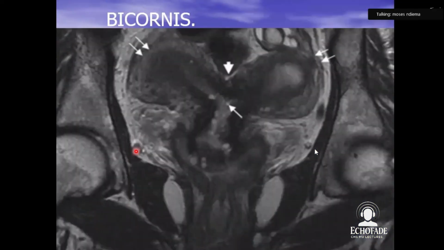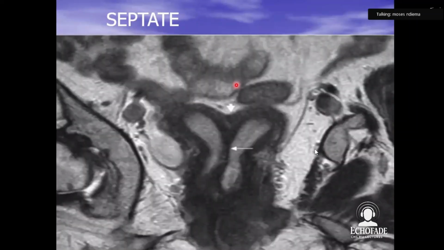Well, this is the two horns. The other one is the didelphys. This is the uterus bicornis. You can see the two horns here separating completely. And when you have that, you might also have it extending to the vaginal part.